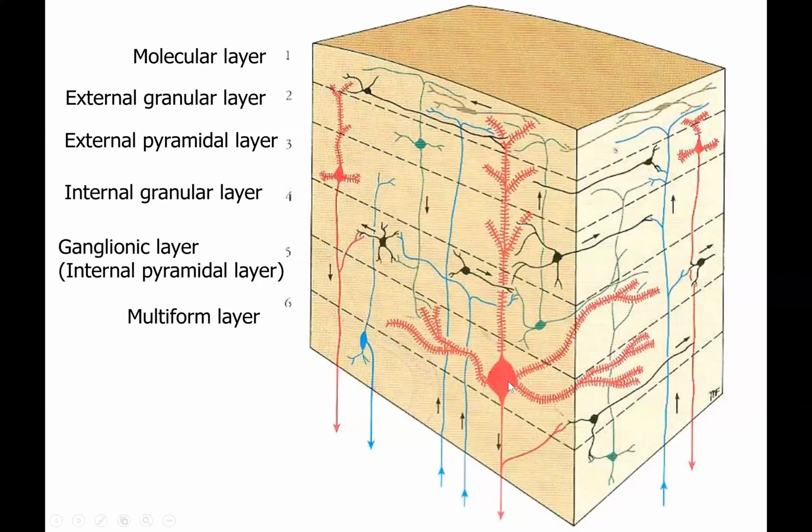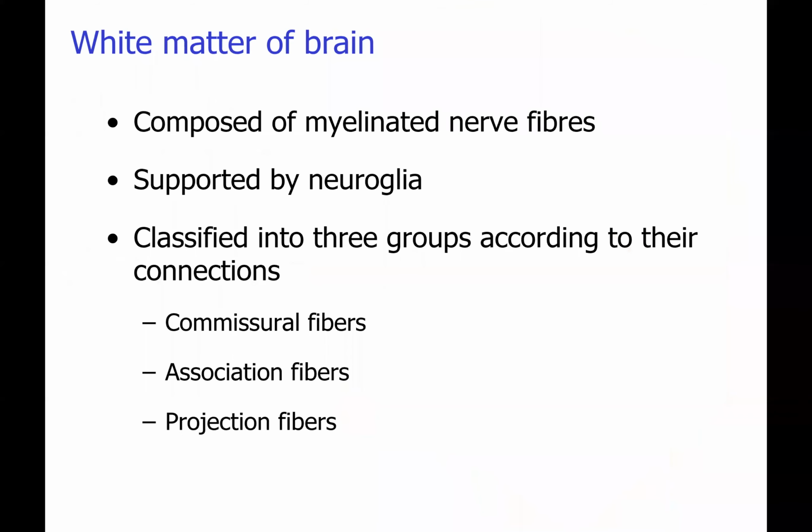So my point again here: don't try to remember the names of these cortical areas or the names of the cells except the pyramidal cells. So that is the take-home message.